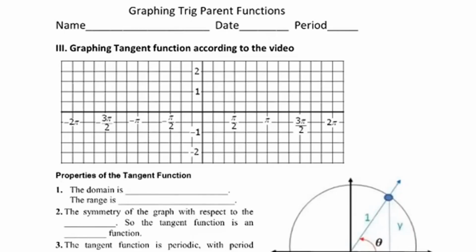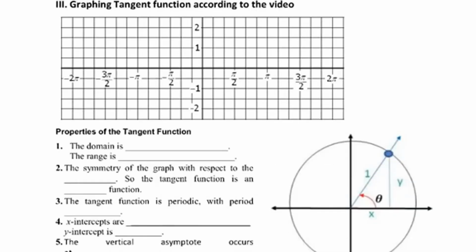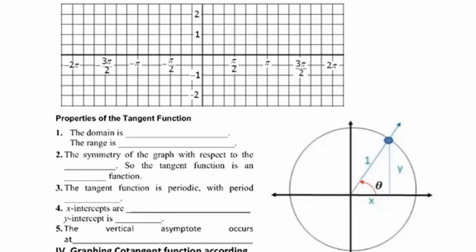This video is about graphing trigonometric functions. Now let's graph the tangent function. First of all, still, you need to label all the angles. Here's 0, pi over 2, pi. Then you have 3 pi over 2. You have 2 pi.